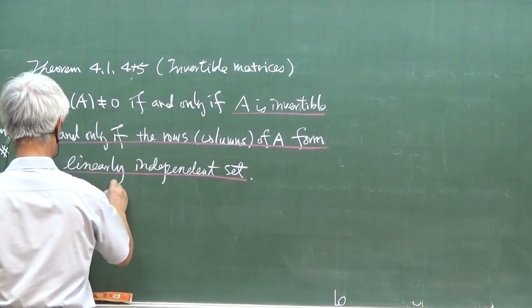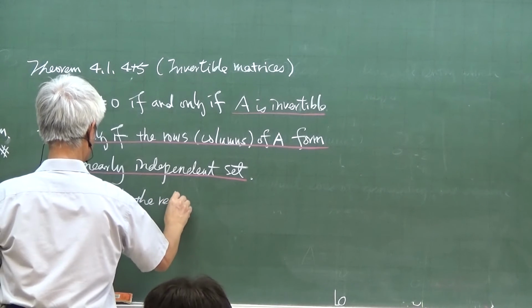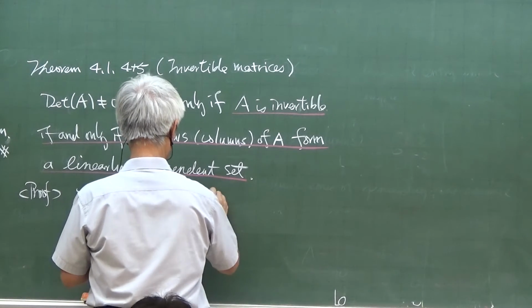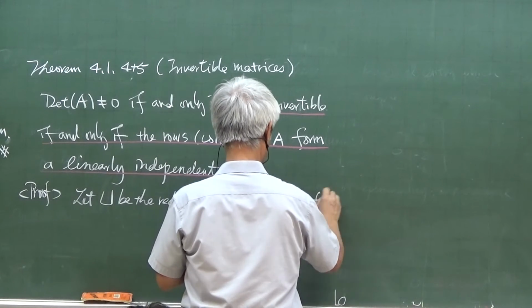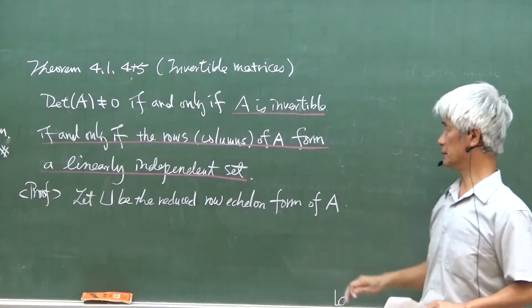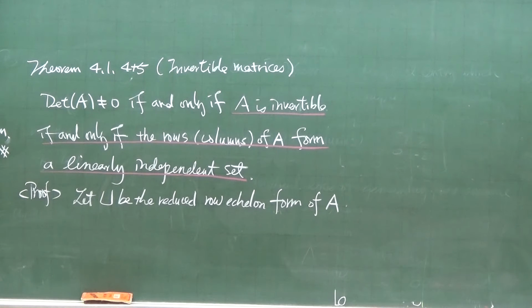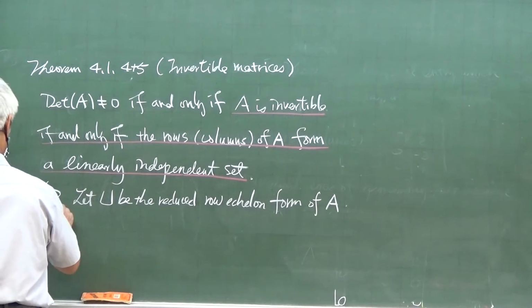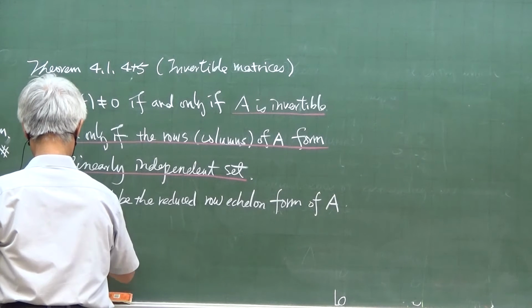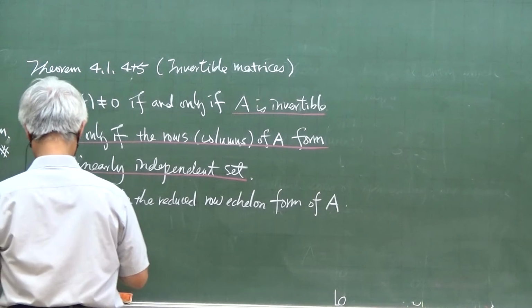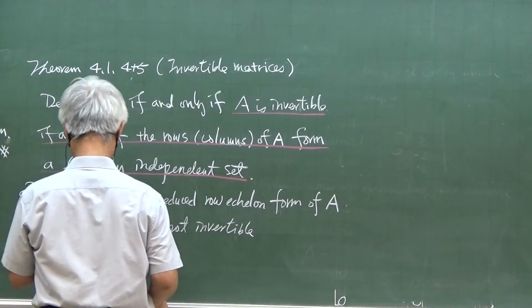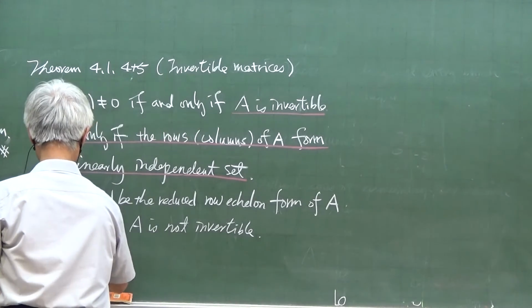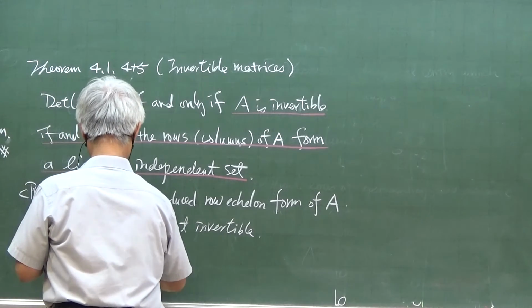So let U be the reduced row echelon form of A. Okay, so U is the reduced row echelon form of A. Right, so we will prove that suppose A is not invertible, okay, then U has a zero.